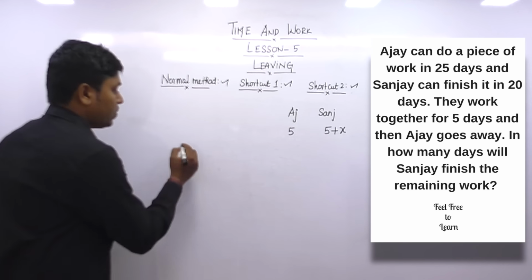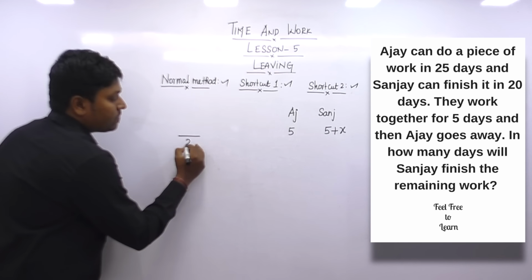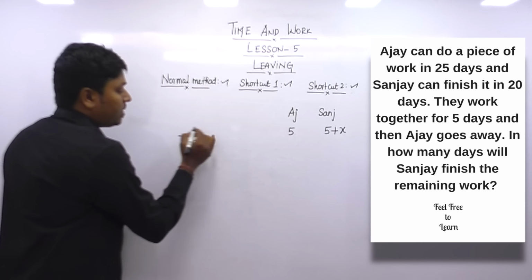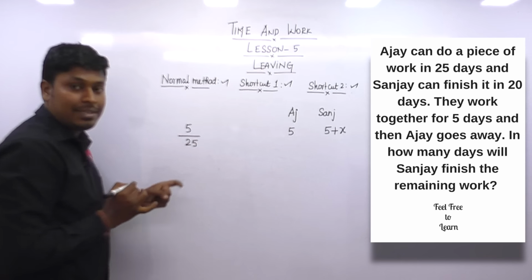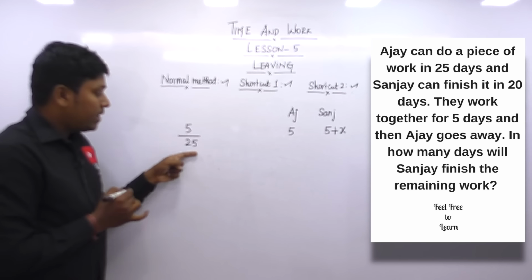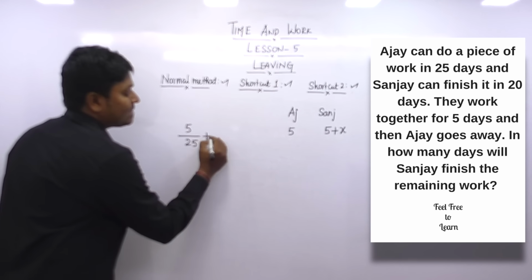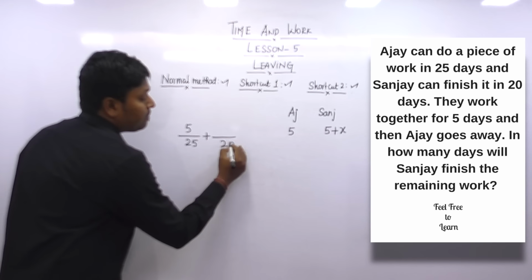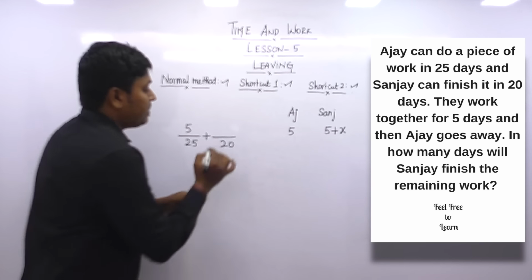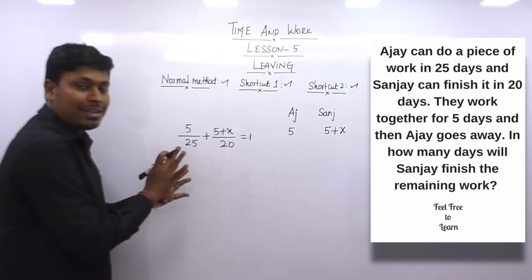So now, we know that Ajay alone can complete a piece of job in 25 days, and we know that Ajay worked for 5 days. So friends, listen here. Ajay alone can complete a piece of job in 25 days, numerator, he worked only for 5 days. Plus next is Sanjay. Sanjay alone can complete a piece of job in 20 days. So Sanjay worked for 5 plus X days. So 5 plus X to do a job that is equal to 1. So friends, clear on the concept?